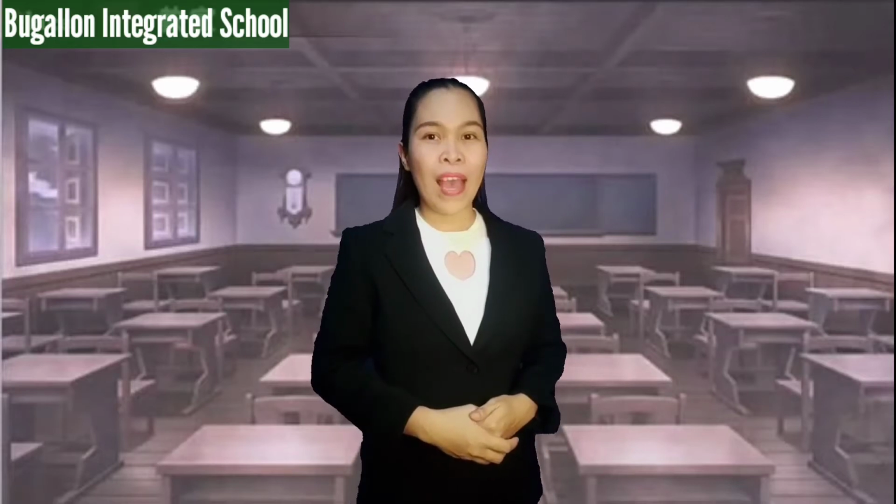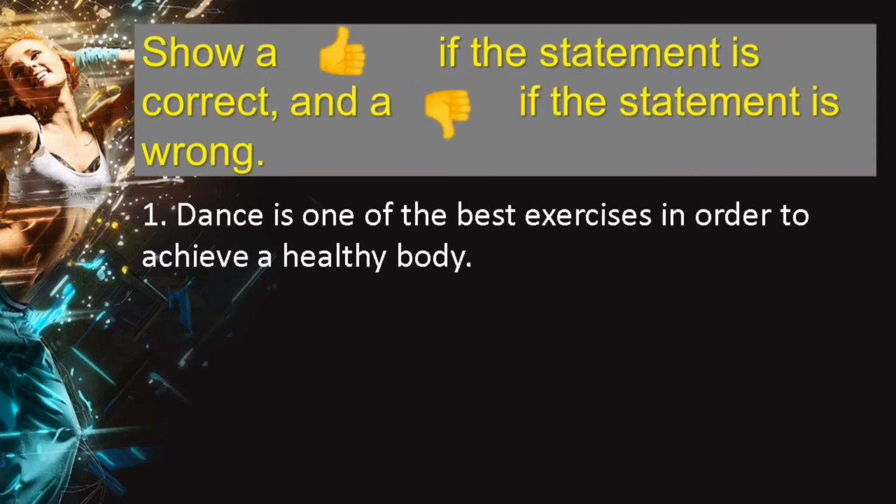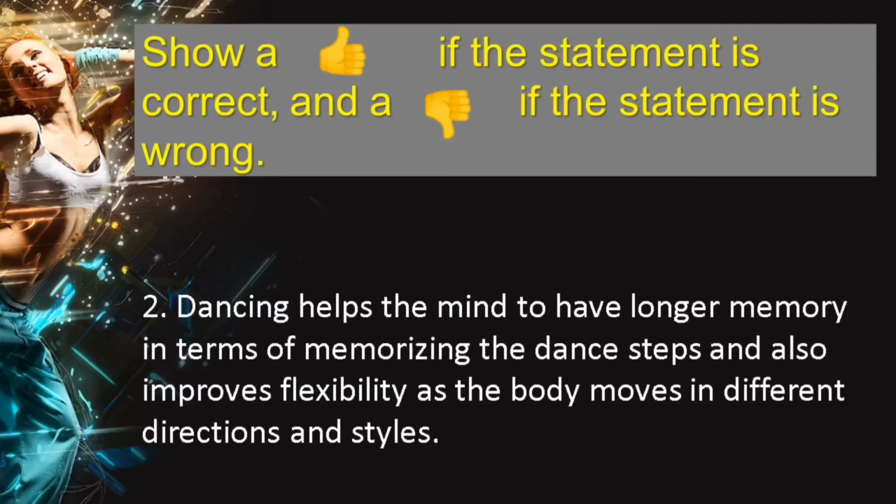Now let's have a review of our previous lesson. Show a thumbs up if the statement is correct, and a thumbs down if the statement is wrong. 1. Dance is one of the best exercises in order to achieve a healthy body. Thumbs up. 2. Dancing helps the mind to have longer memory in terms of memorizing the steps, and also improves flexibility as the body moves in different directions and styles. Another thumbs up.